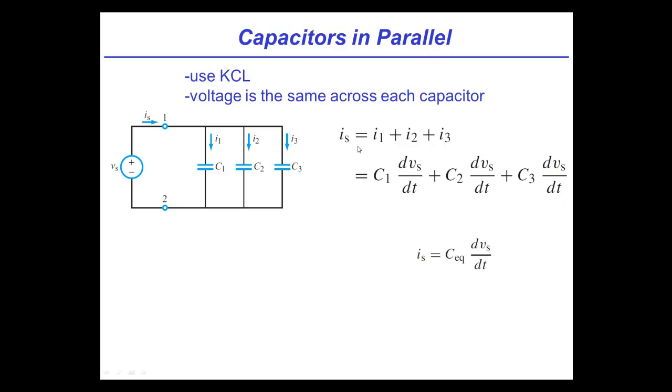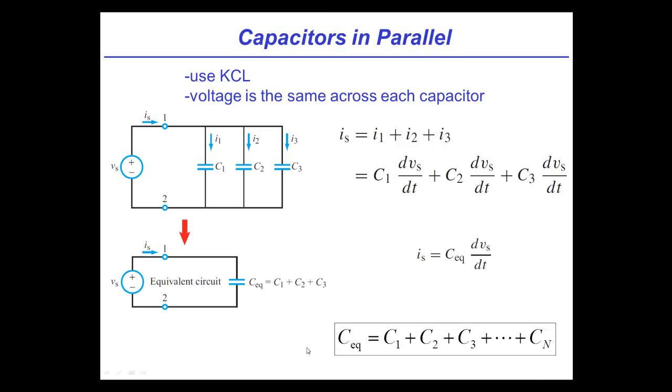So you can guess what we're going to do now. We're going to set these two equal. We set them equal, and we've got C equivalent dVs/dt is equal to this equation over here, and the dVs/dt terms drop out, and what you're left with is C equivalent is equal to C1 plus C2 plus C3. And if you had even more capacitors in parallel, it would just keep going all the way to Cn. So now you see how this capacitor in parallel strategy works. Look at this equation. It looks similar in form to resistors in series. In other words, capacitors in parallel just sum together to form one equivalent capacitor.